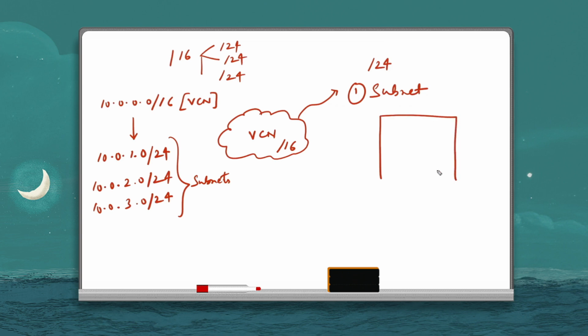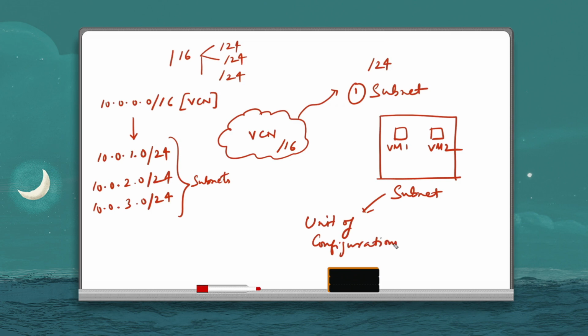Subnet is very important because ultimately inside the VCN we will have subnets. Inside the subnet we will have our virtual machine instances. Now, why is this important? Because this subnet is basically a unit of configuration.